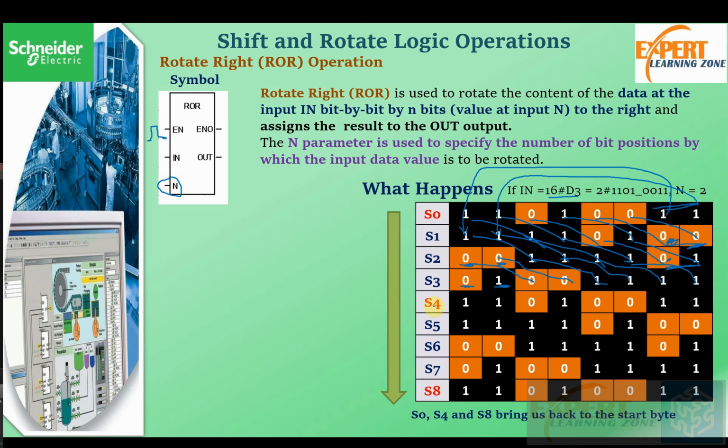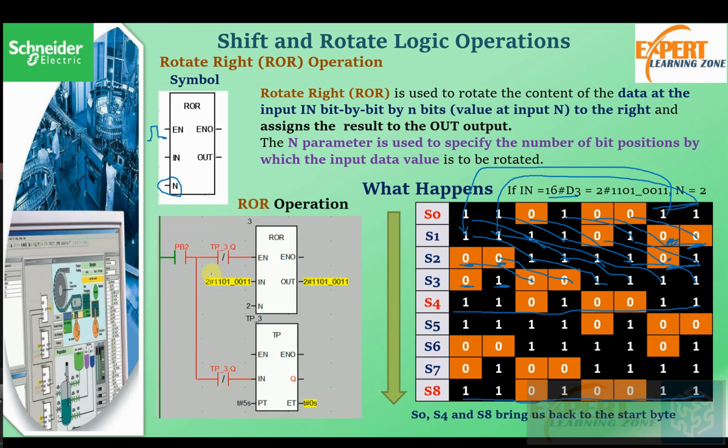So what do you notice after the first 3 rotations? You realize that we are now back to our original data. This is the data that we started with. So we are now back, and the sequence continues, and after the 8th shift, we are back again at the initial data. So that is how the rotate right functions. Here we are using the timer to drive the right rotation operations.